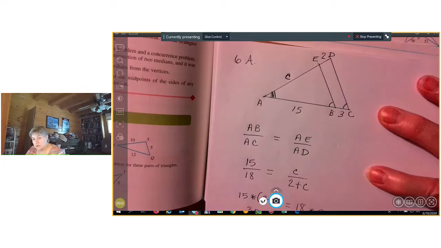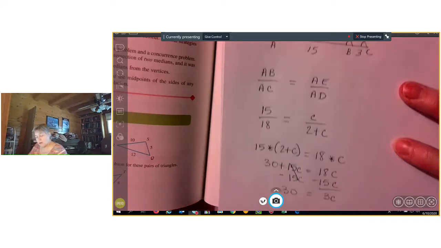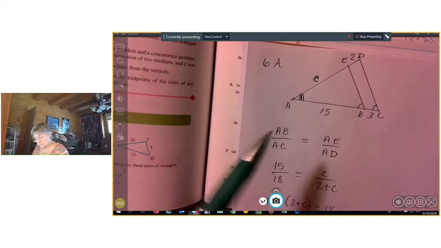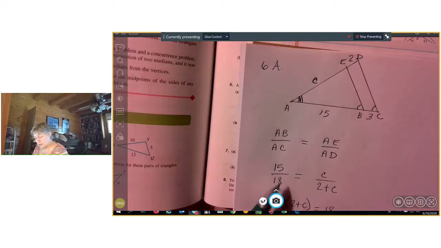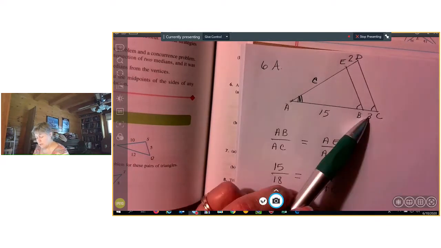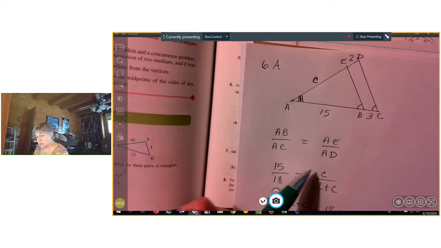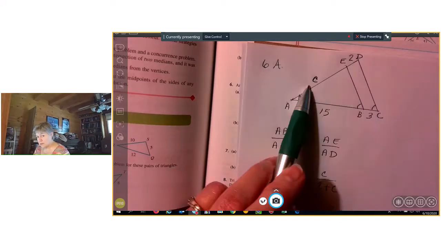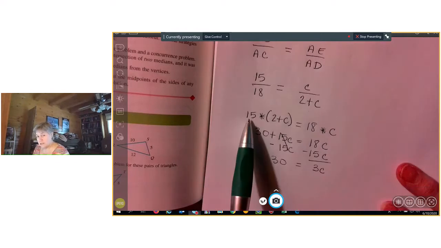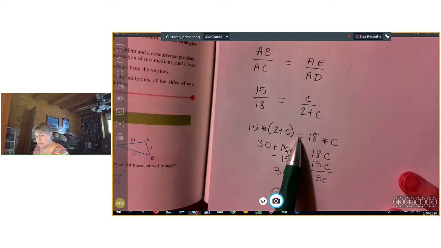So now this, oh sorry, y'all can't see my work. So what I did was I got this because 15 over 18, so 15 over the 15 plus 3 is 18. The C over, now this remember is the 2 plus this C, and so that's where I got this. Now when I cross multiply, I get 15 times 2 plus C is equal to 18 times C.